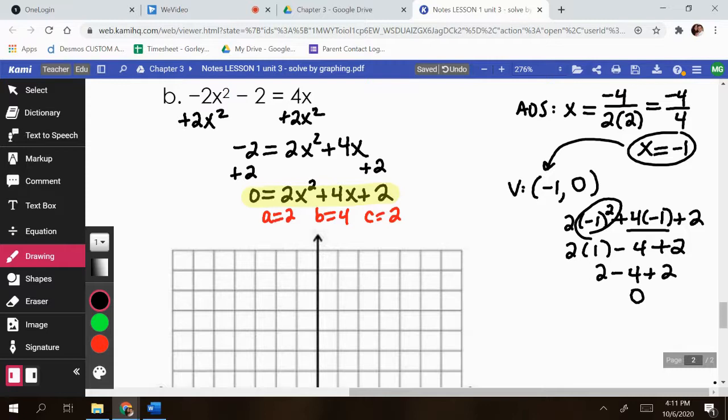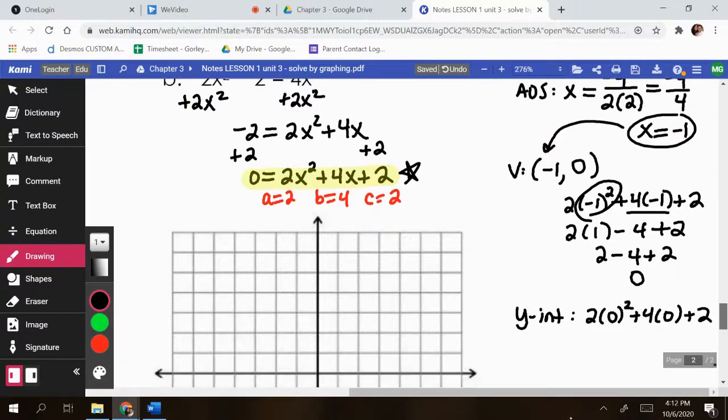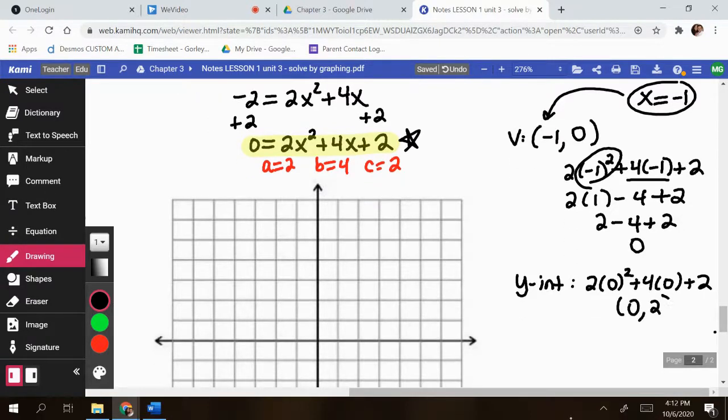Then what? Then I need the y-intercept. So I'm going to plug in 0 for x. So again, I'm using this function, 2 times 0 squared plus 4 times 0 plus 2. So I get that my y-intercept is 0, 2. Okay, that looks good. And now let's graph it.